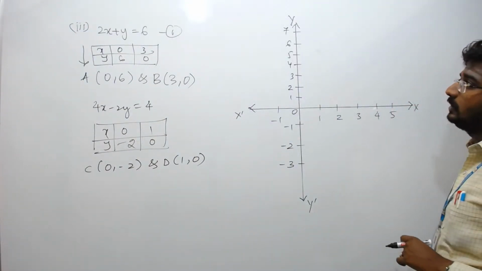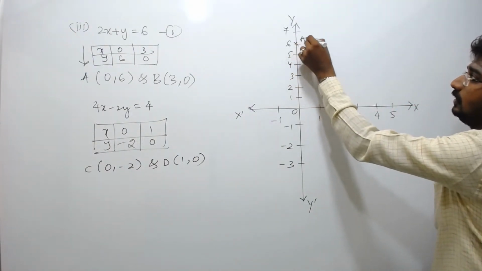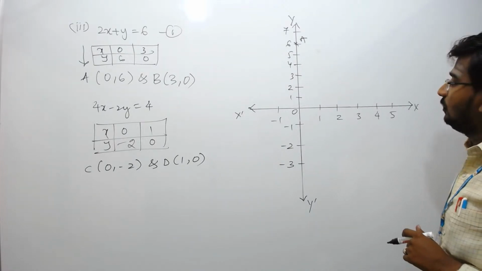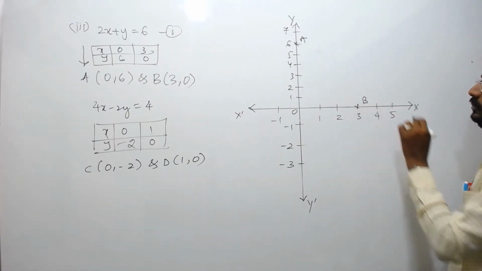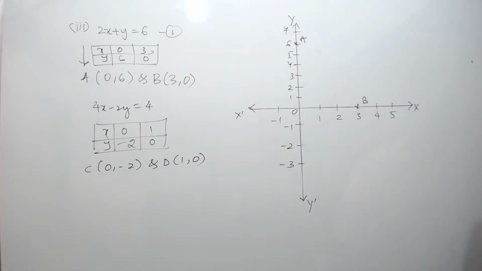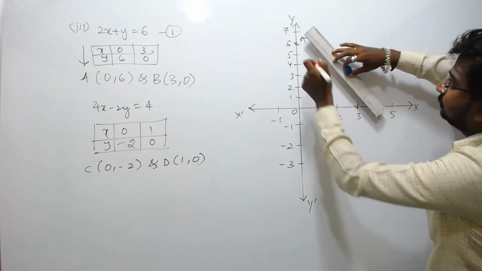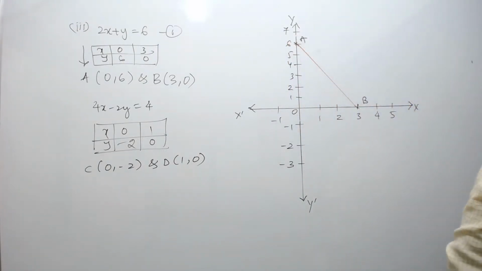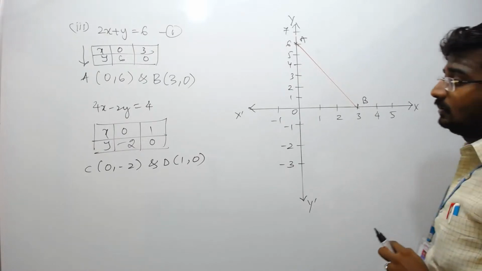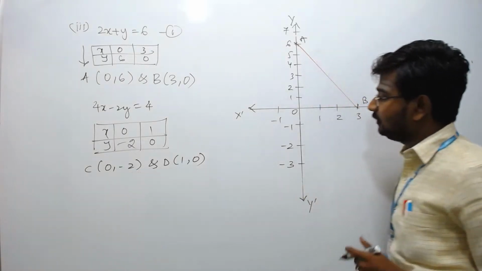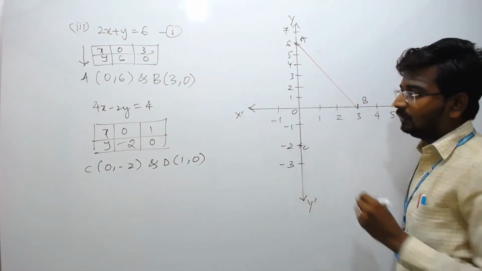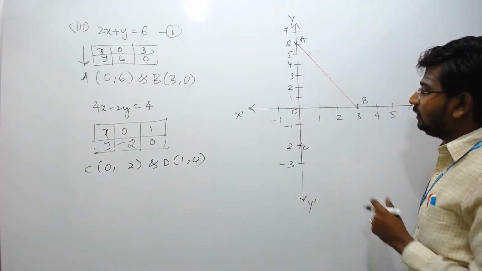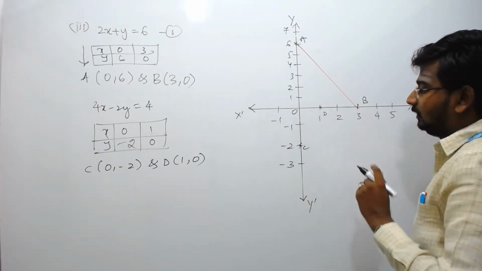Point A is 0, 6 and point B is 3, 0. Join that. Join AB. Okay, we have joined AB now. What is next? Point C is 0, minus 2 here. Point D is 1, 0 somewhere here.